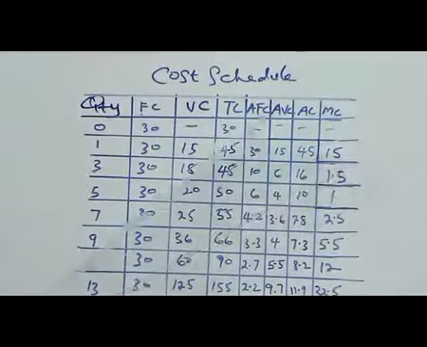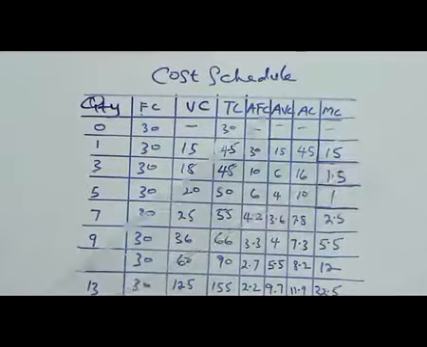Now the next unit is 9. When we have 9 units produced, the total cost is 66. When we have 7 units produced, the total cost is 55. So the difference between 55 and 66 happens to be 11. We divide by the difference between 7 and 9, which is 2. So we have the answer to be 5.5.